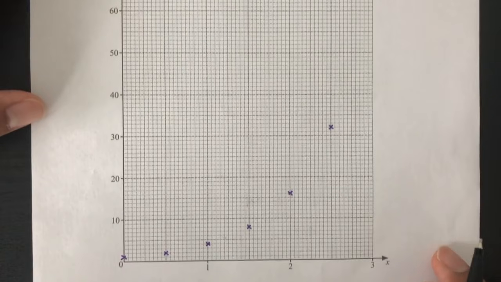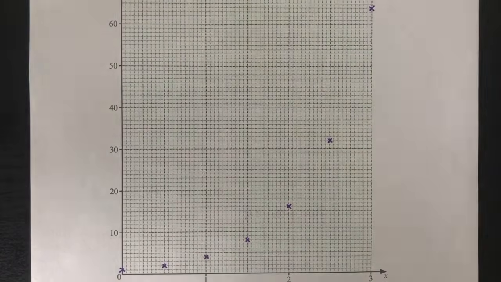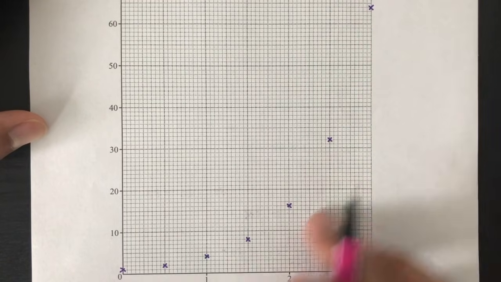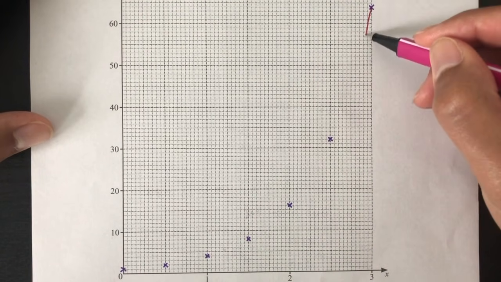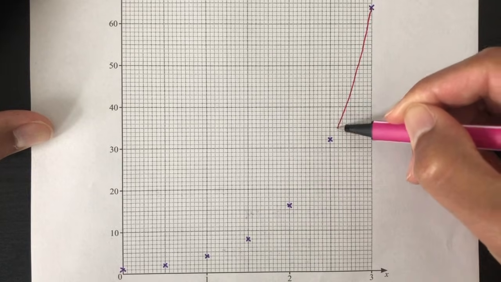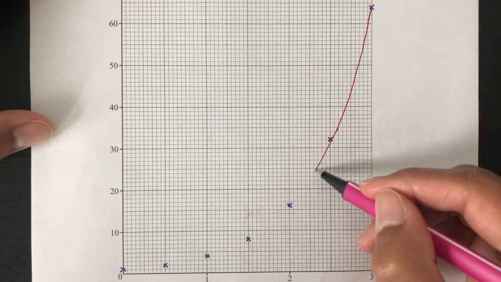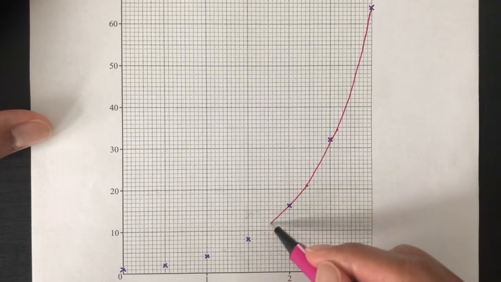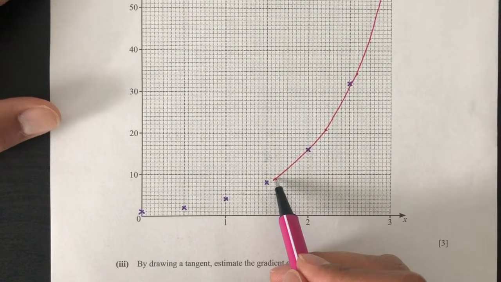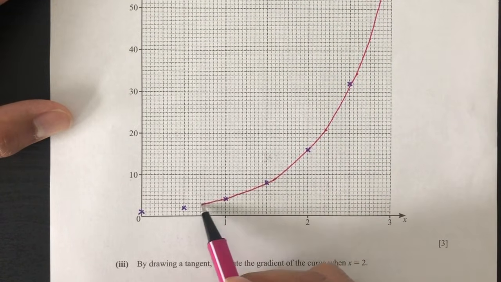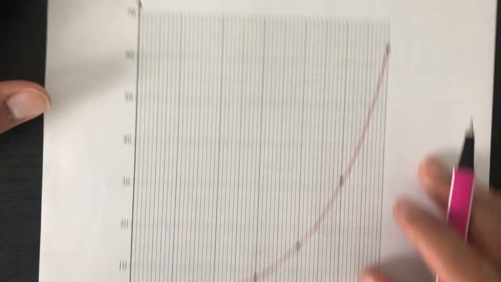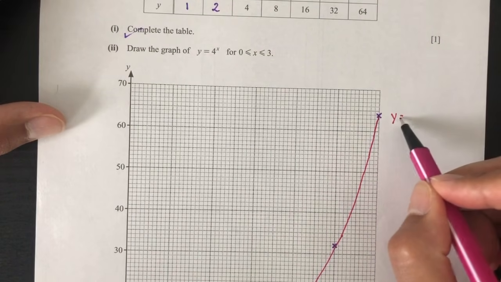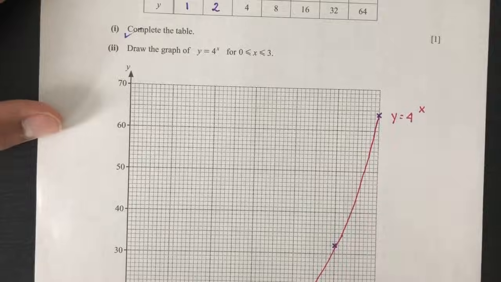Okay, so let's plot this curve as smoothly as I can. You have to make sure that your curve is really connecting all the points and it is as smooth as possible. So I'm using a pen here. It may not be great, but you get the idea. It should be a smooth curve connecting all the points. Okay, here you go. This is my curve labeled as y equals 4 power x.